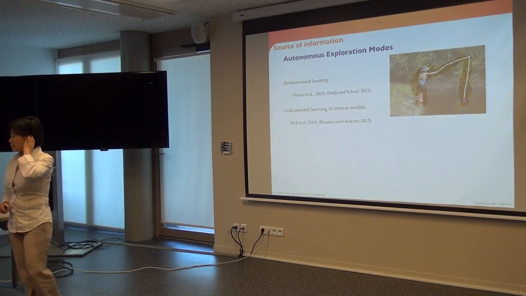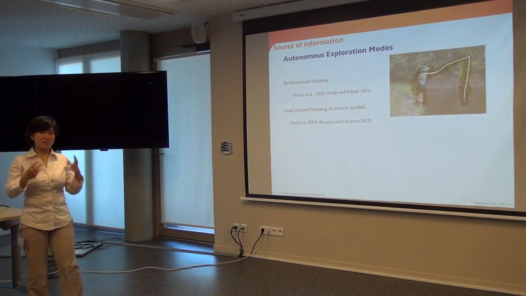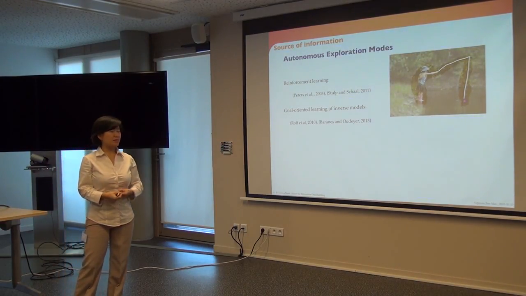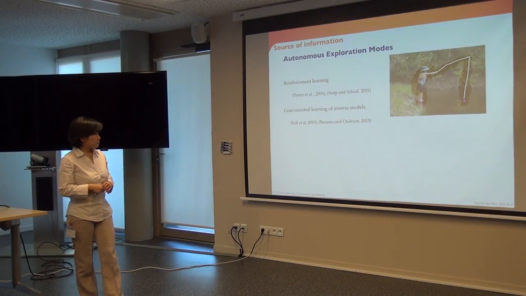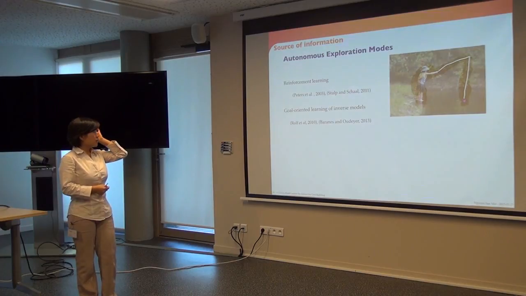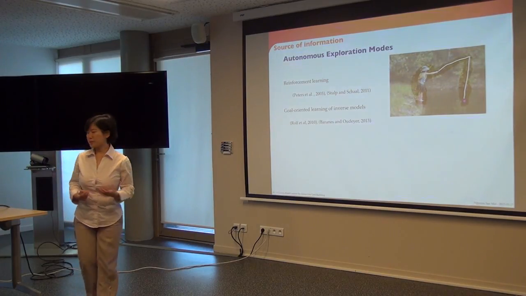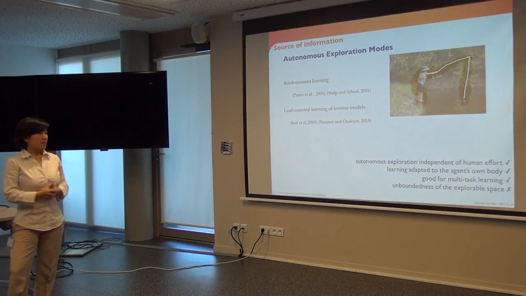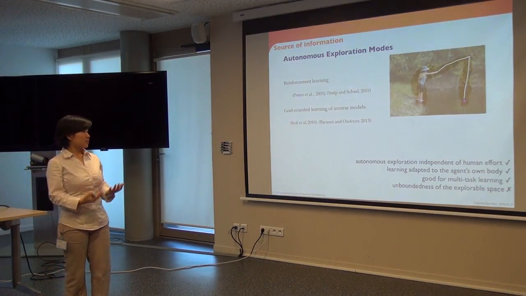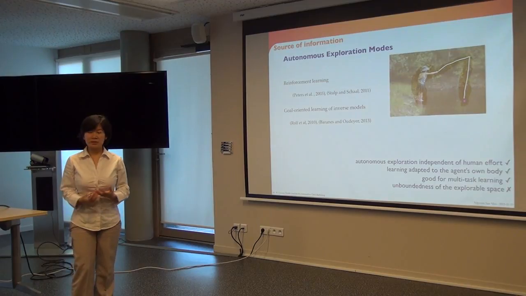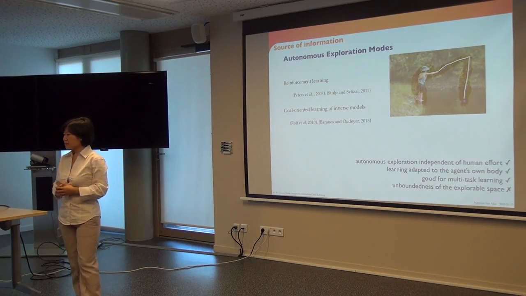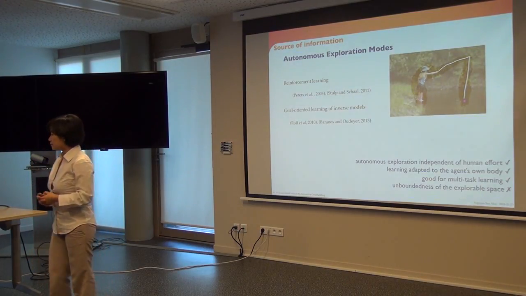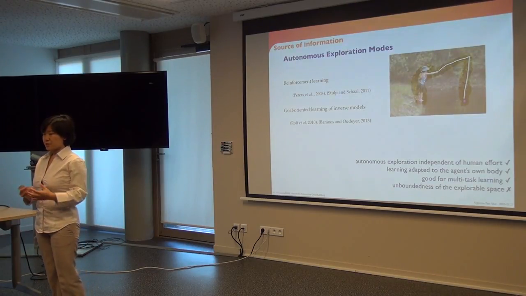The second mode is what we call autonomous exploration, which takes as source of information oneself. So what the person experiments by himself, and methods like reinforcement learning or goal-oriented learning of inference models have been developed and proved efficient. These methods have the advantage of enabling autonomous exploration, which is independent of any human effort. And the learning is adapted to the agent's own body, which means that you don't have correspondence problems.